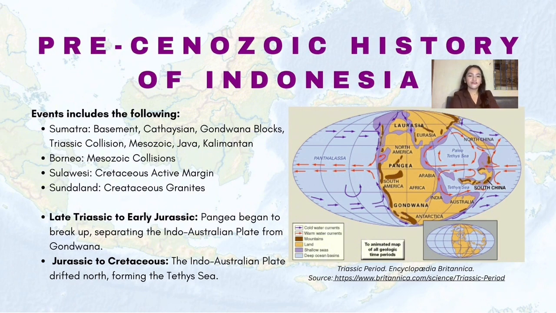Borneo's formation involved the Mesozoic accretion of various microcontinental fragments, ophiolites and island arcs onto a Paleozoic core. Next, we have the Sulawesi, Cretaceous active margin. During the Cretaceous, Sulawesi was situated on an active continental margin experiencing subduction and volcanic activity. Lastly, we have the Sundaland, Cretaceous granites. Sundaland's continental core contains extensive Cretaceous granites reflecting magmatic activity during that period. These granites are indicative of a complex tectonic history involving subduction and collision.